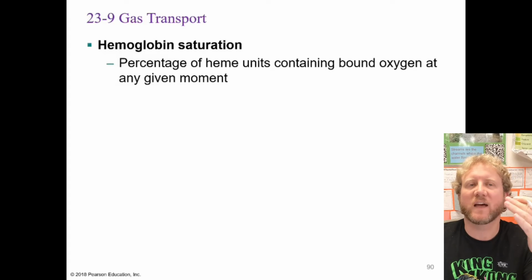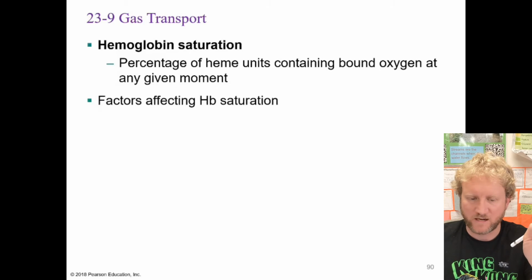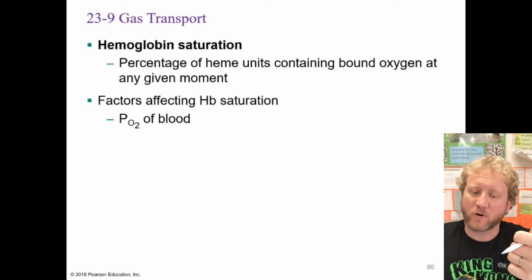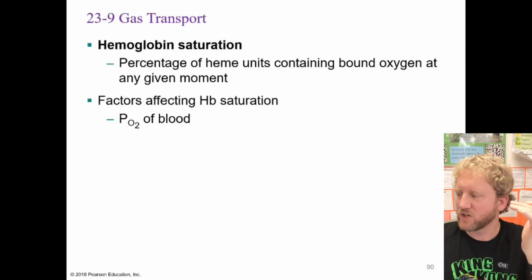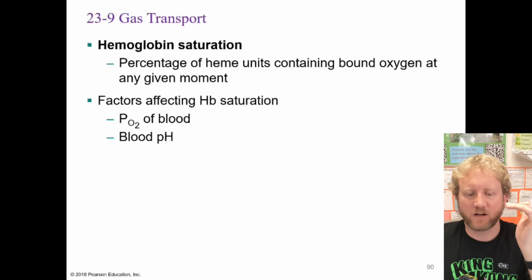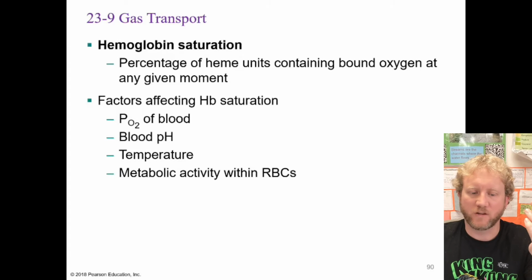This is an indication of how much oxygen is dissolved in your blood at any given time. Okay, the partial pressure of oxygen. The higher the partial pressure, the greater the saturation. Blood pH is going to affect it, also temperature, and the metabolic activity within the red blood cells.